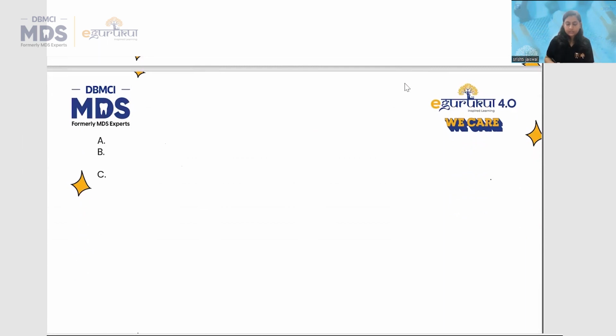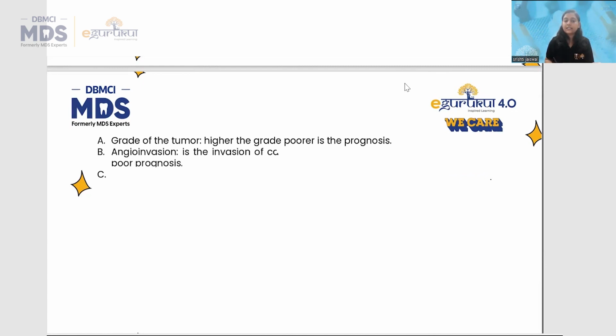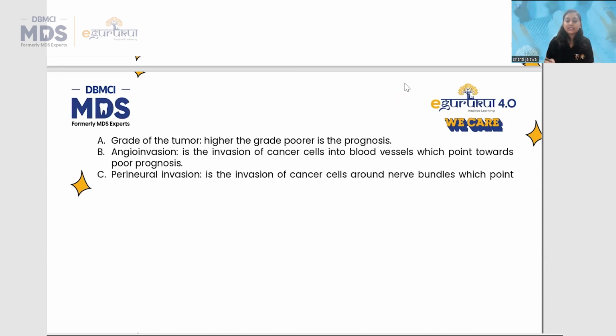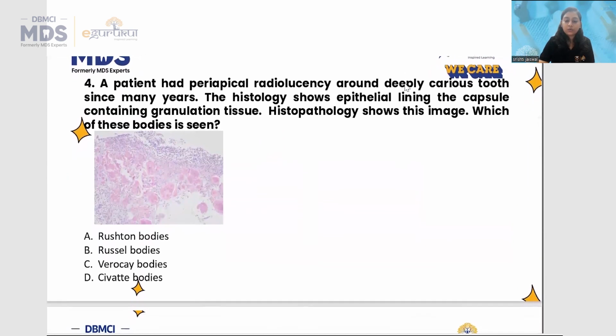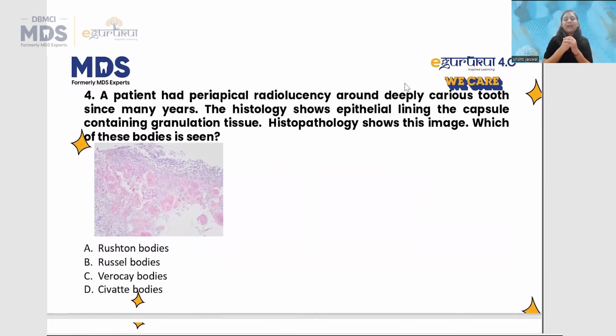Now, let's jot down all the points which we have discussed. Grade of the tumor: higher the grade, poorer will be the prognosis. Angio invasion is the invasion of the cancer cells into the blood vessels, which points towards a poorer prognosis. Perineural invasion is the invasion of the cancer cells around the nerve bundles, which points to a poorer prognosis. Coming to our next question, and one of my favorite topics.